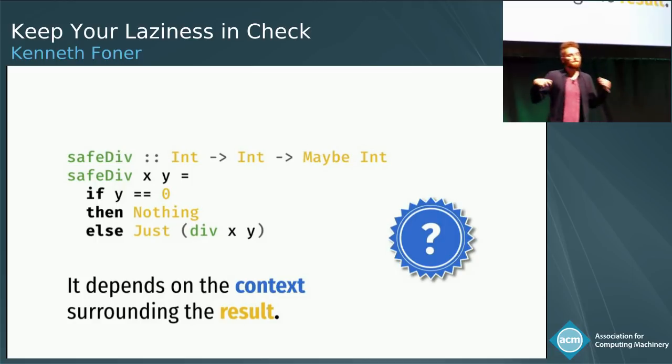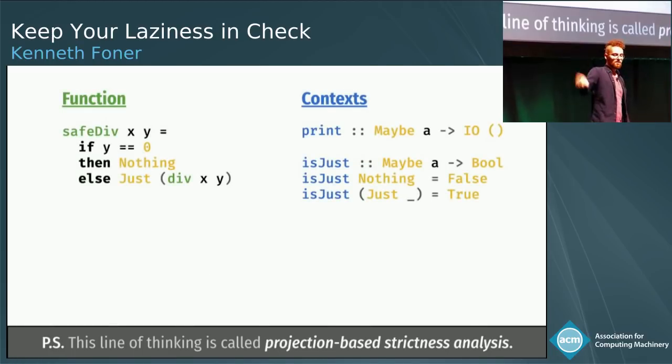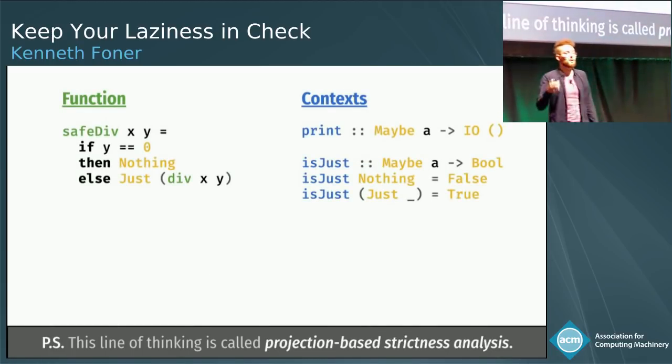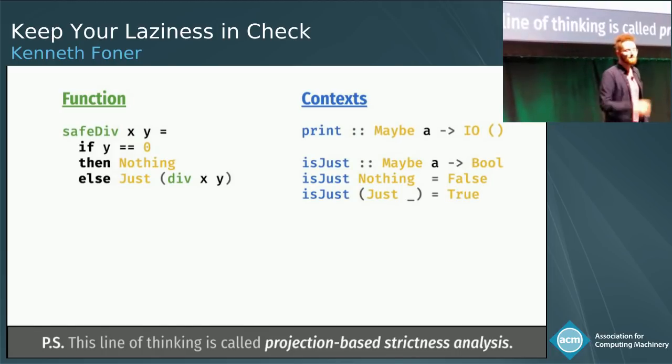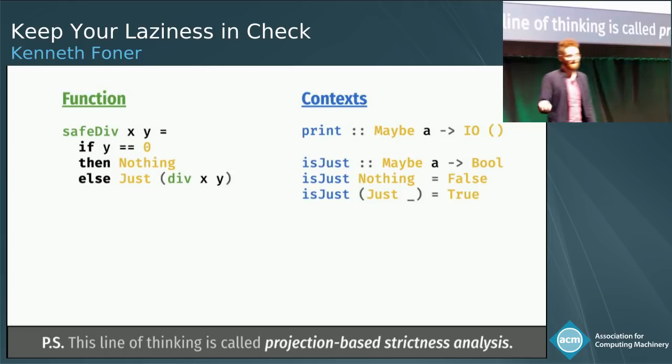Because if I force all of the result to be evaluated and y wasn't 0, then that means I'm going to have to force both x and y to be evaluated, because I'm going to get just the division, and I need to evaluate everything. But if I only force the outermost constructor, then I don't actually need to divide x by anything, and x can remain unevaluated. So this is also called projection-based strictness analysis, and there's some really cool work about that. There are probably some people in the audience you could talk to about that as well.